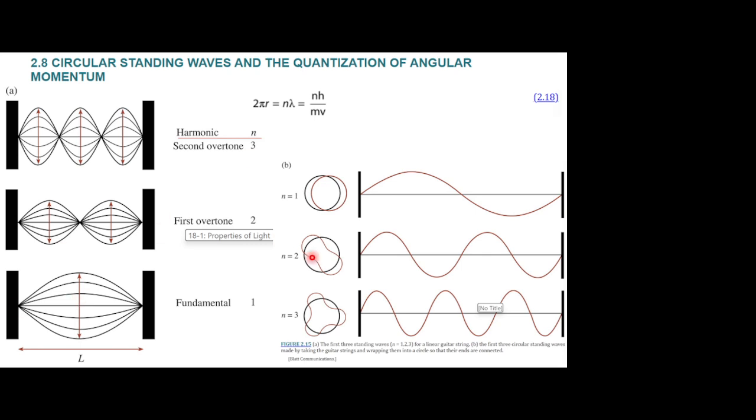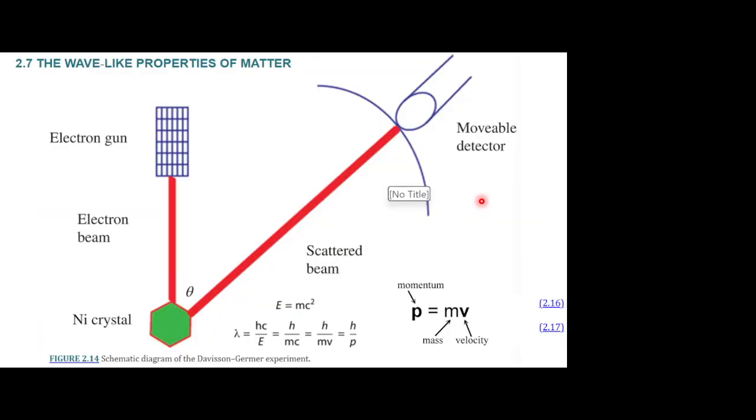Okay, anyways, these right here are some different standing waves. This is a linear guitar string, by the way. They make the guitars so that they have a standing wave that it creates within the cavity of the guitar. And that's why you get that amplification of the sound. This right here is going to be the first 3 circular standing waves, made by taking guitar strings and wrapping them in a circle so that their ends connect. And so again, you can actually create standing waves in circular formats. Or you could create them in atoms.